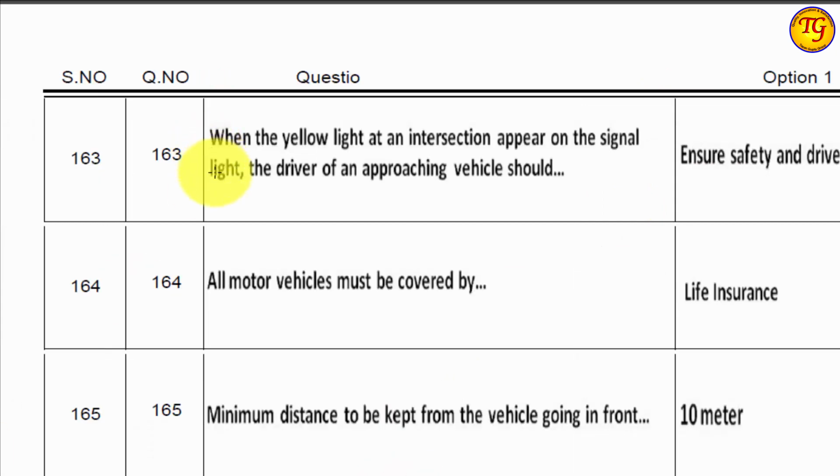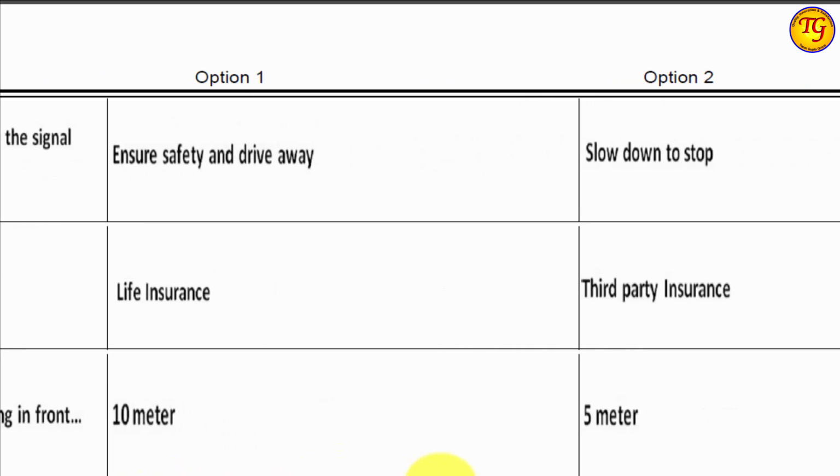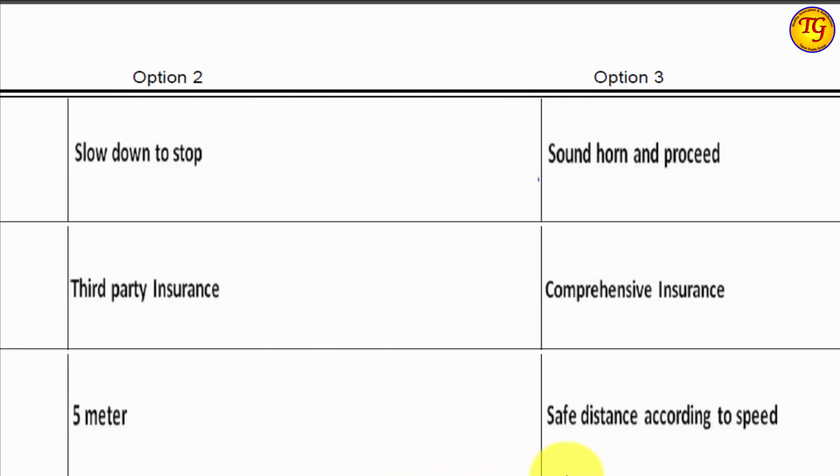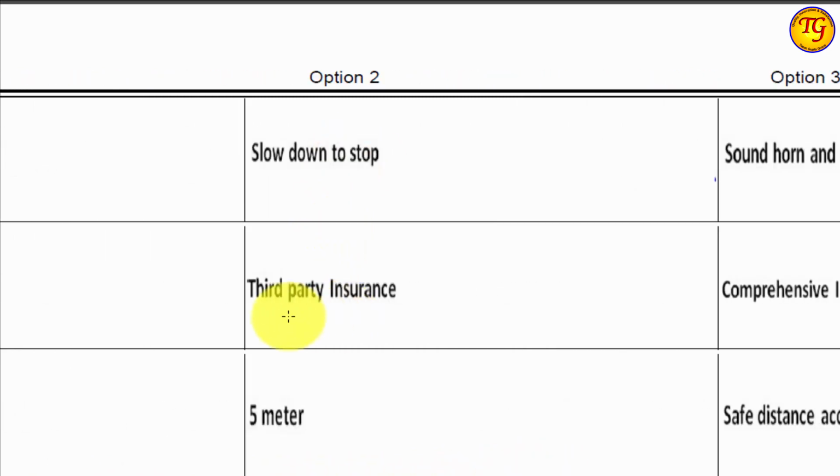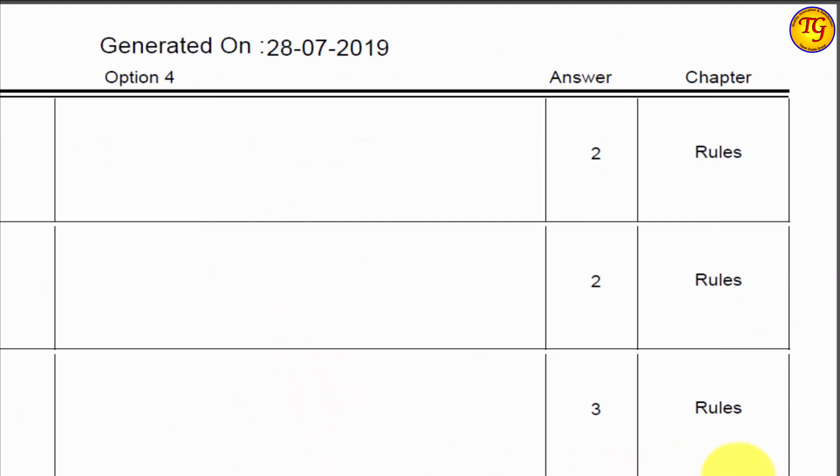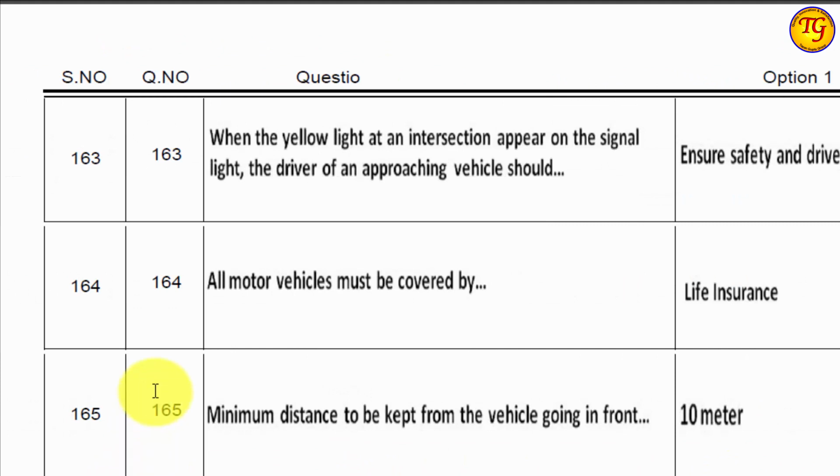So question number 164, all motor vehicles must be covered by life insurance, third party insurance and comprehensive insurance. So friends, as you all know, third party insurance is compulsory for all vehicles. So option number 2 is the correct one. Yes, option number 2 is the correct one.